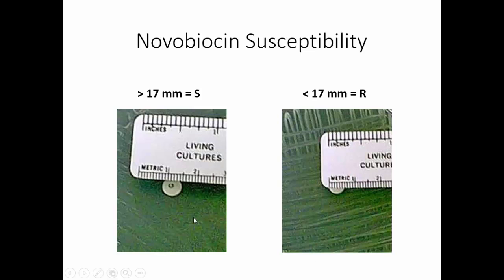So here you see a zone. All of this is where there is no growth. So going across the diameter, this is about 24 millimeters. That's greater than 17, so this is reported S for susceptible. This one, there's virtually no zone of inhibition. Less than 17 millimeters would be recorded as R for resistant.